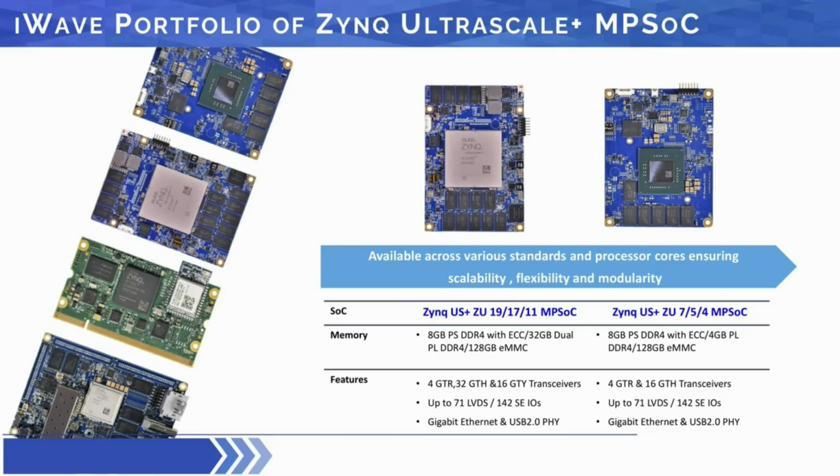Now on the right hand side is your system on module, which is powered by the ZU7, 5, and 4 MPSoC with compatibility across the CG, EG, and EV variants. This system on module supports high speed connectivity options such as PCIe, USB 3.0, Gigabit Ethernet with additional high-speed GTH and GTY transceivers. It is available in commercial and industrial grades and helps customers speed their development cycles.